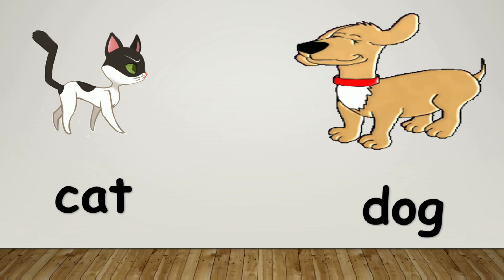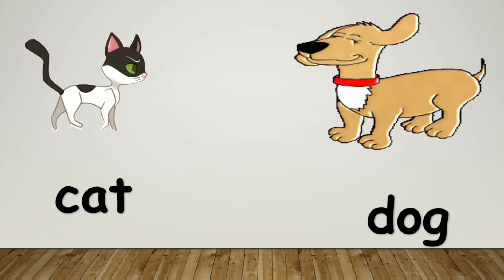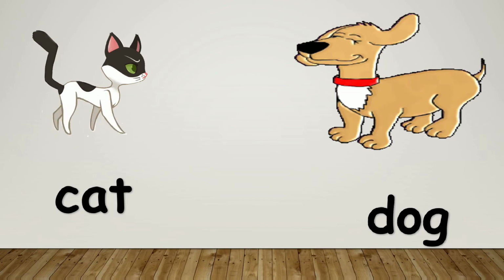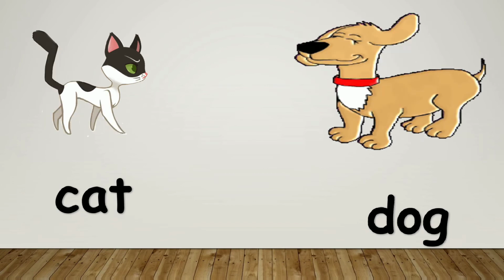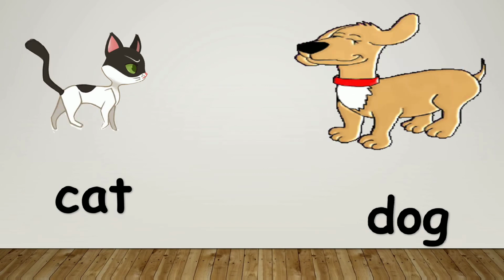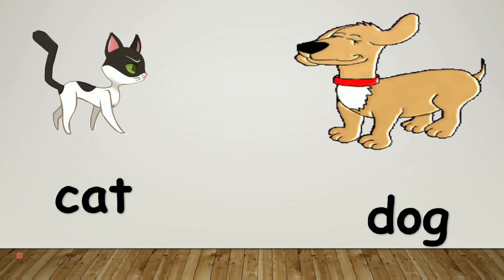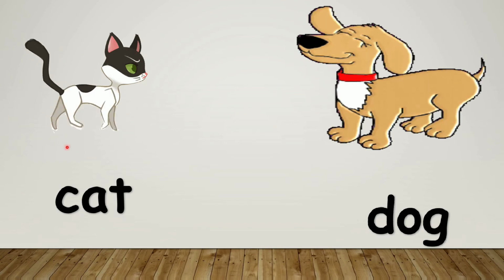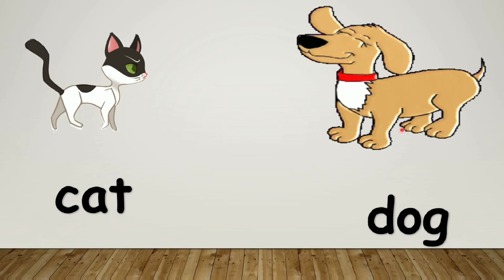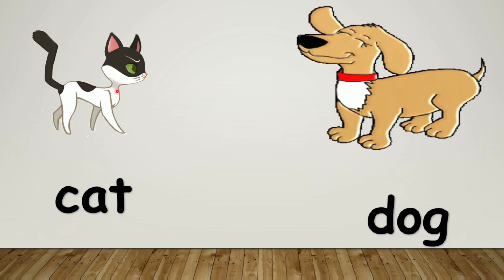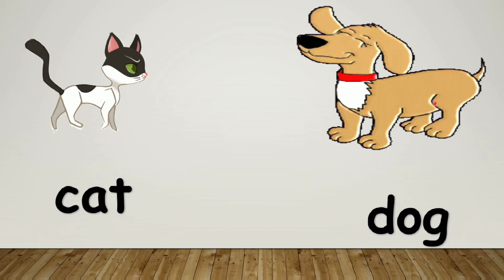And we have our dog. That's our dog. That's how a dog looks like. So in this example, we have a cat and a dog. Do you have a cat at home? Or is it a dog? What do you have at home? Is it a cat or a dog?